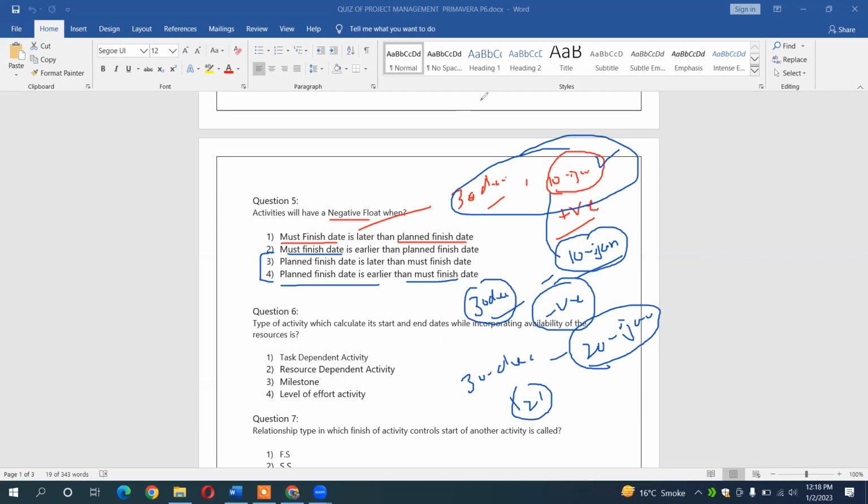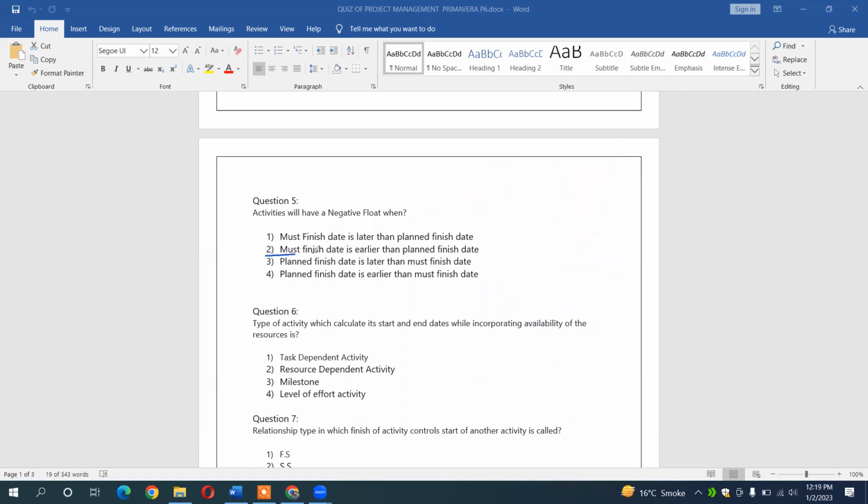So which condition is satisfied? This condition is satisfied: the must finish date is earlier than the planned finish date. So this condition is the one that applies. What is the type of activity which calculates its start and end dates while incorporating availability of resources?